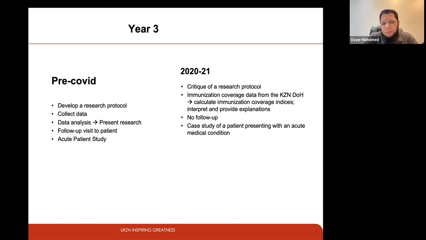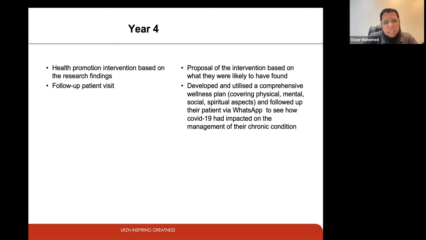In terms of the chronic patient, there was no follow-up case, but we provided them with a case study of a patient presenting with an acute medical condition. So in this way, we were able to achieve or assess the learning outcomes that were required from this portion of the module.